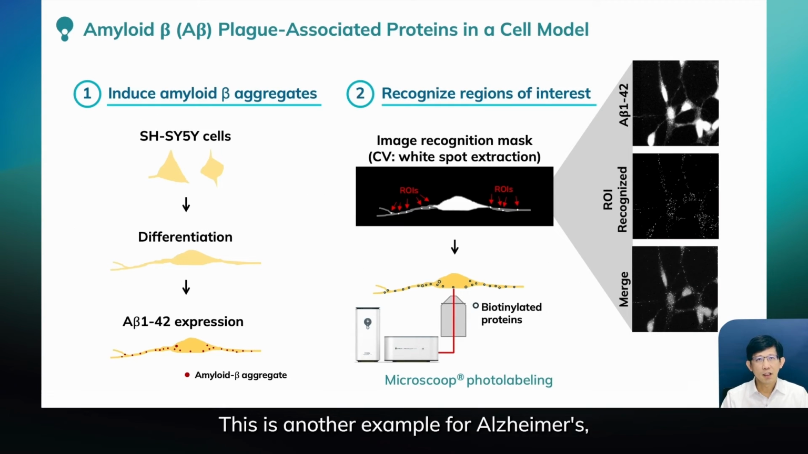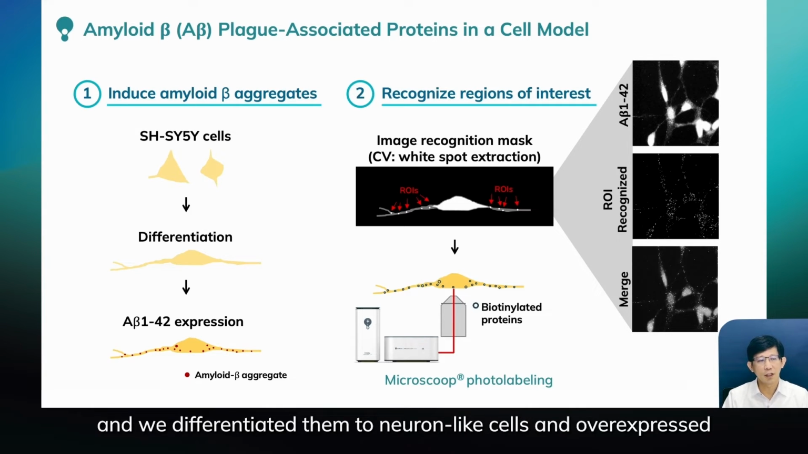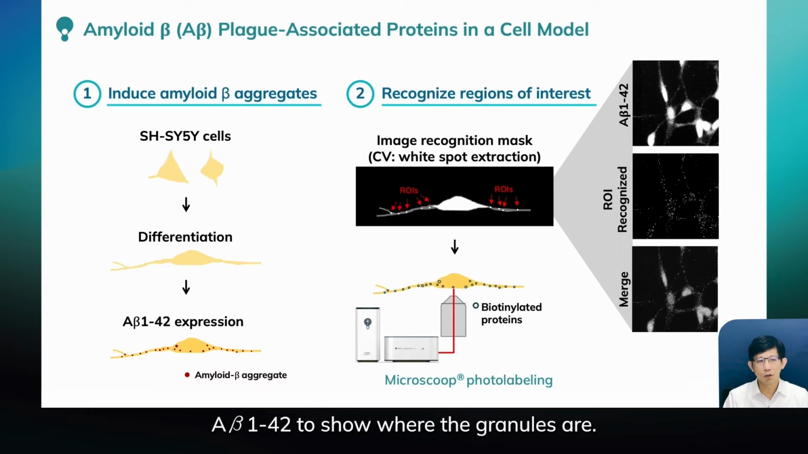Okay, this is another example for Alzheimer's. We study the protein in the beta-amyloid aggregates or plaques. What we use here is a cell model, SY5Y cells, and we differentiate them to neuron-like cells and overexpress A-beta 142 to show where the granules are. And we only scoop the protein in this granule site.